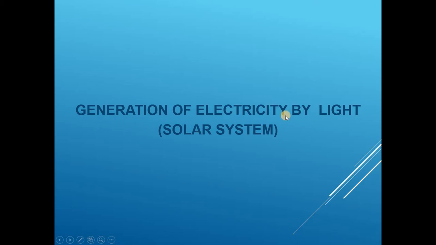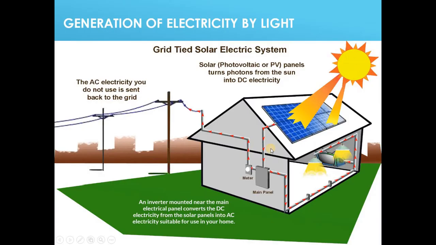So, generation of electricity by light. The next method is the solar system. Boys, you can see in this animated video that the sun is putting light on the solar system, and the solar system converts this light energy into electricity and it is fed to the main panel, and the rest of the energy is fed to the grid.